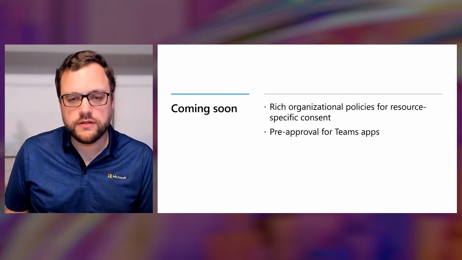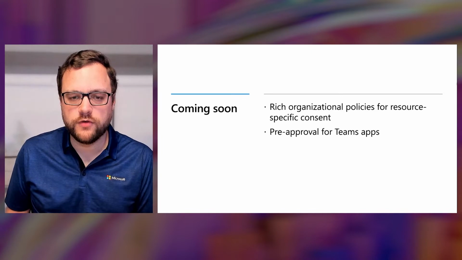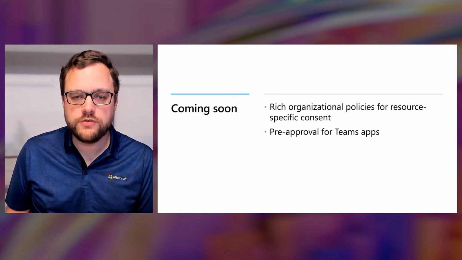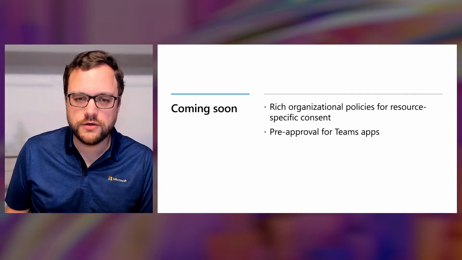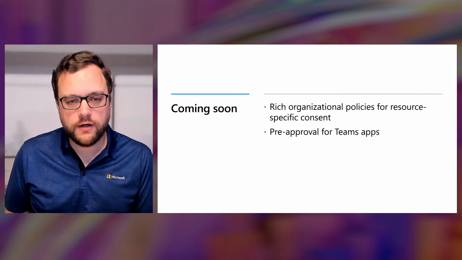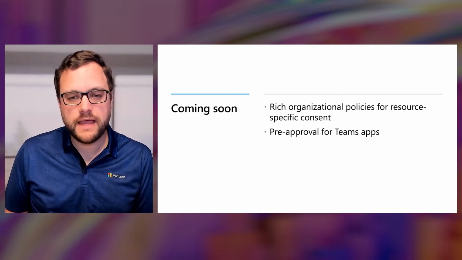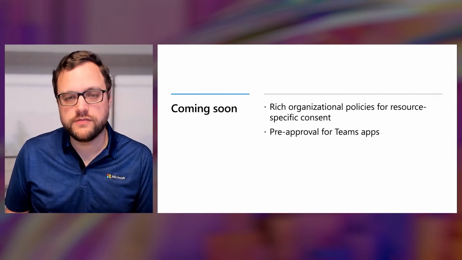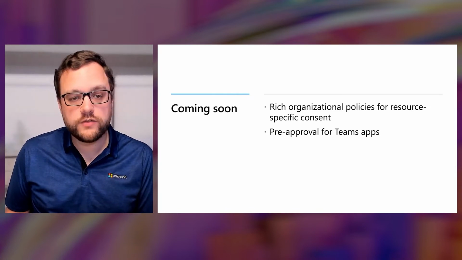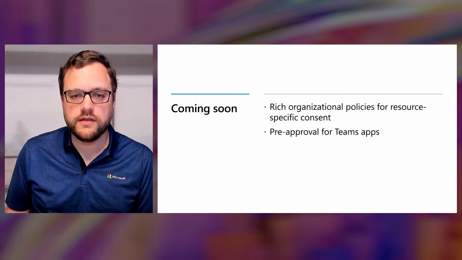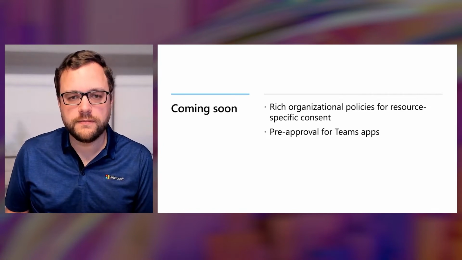Second, I'm pleased to share that later this year, we'll enable pre-approval for individual apps that use resource-specific consent. This means that any apps you build to take advantage of RSC now will be even better positioned for easy adoption. Organizations will be able to acquire apps, pre-approve them for use, and then allow their users to independently consent to those apps' resource-specific permission requests as needed. We expect that this capability will further ease the adoption of apps that rely on RSC.